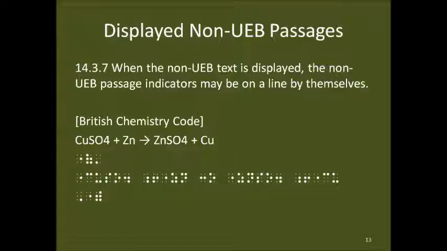When the non-UEB text is displayed, the non-UEB passage indicators may be on a line by themselves. Just like we had dot locator for use, they could be on a line all by itself. So we have our non-UEB passage indicator on a line by itself over on the left margin, and then the British chemistry formula there, and then closing it also on a line by itself with the non-UEB passage terminator.